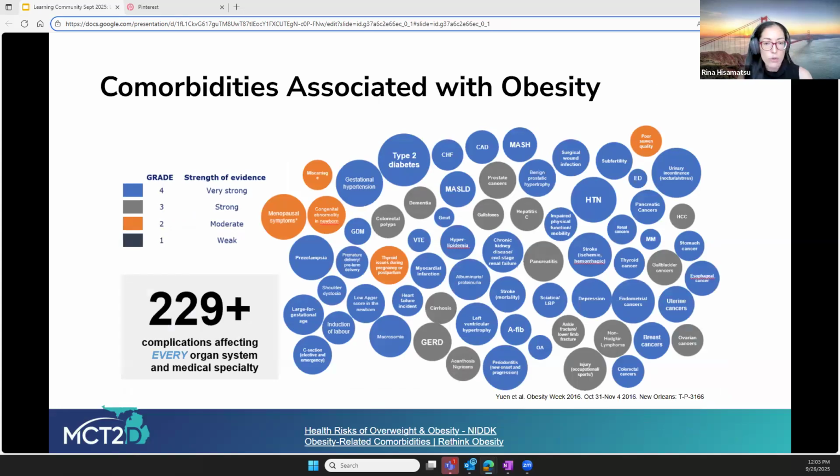So statistics show that nearly 9 in 10 people with type 2 diabetes have overweight or obesity. And thus this really highlights how these two diseases are closely intertwined, interconnected, and we often cannot have conversations about one without the other.